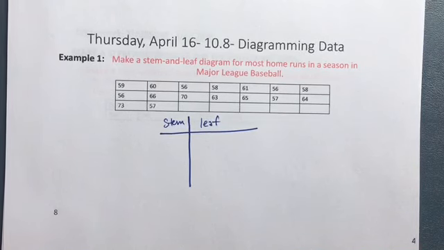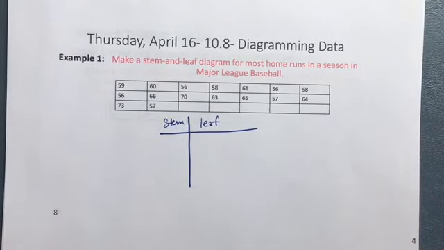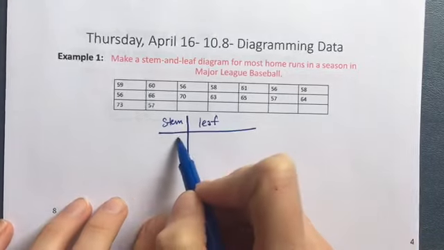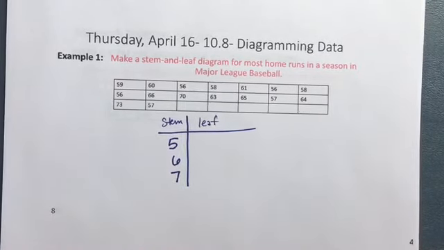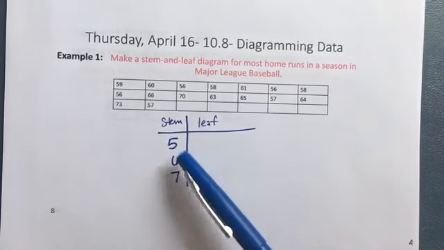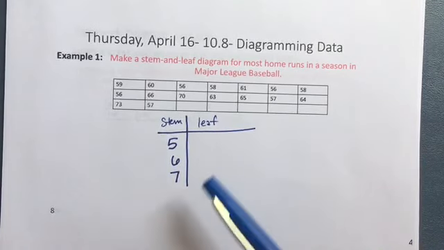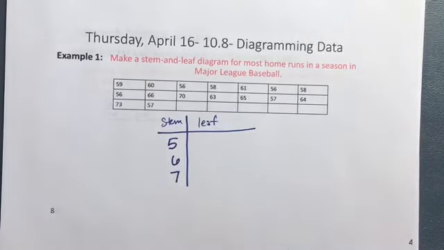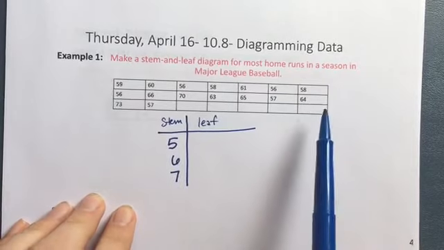Then we want to write this information as simply as possible. I notice these are two-digit numbers in the 50s, 60s, and 70s. So for my stem, I'm going to put 5, 6, and 7. These are the tens digits that I'm working with. And now I'm going to fill in the ones digits that correspond, and I do it in order from least to greatest. So first of all, starting with the 50s. What is the smallest 50 here?